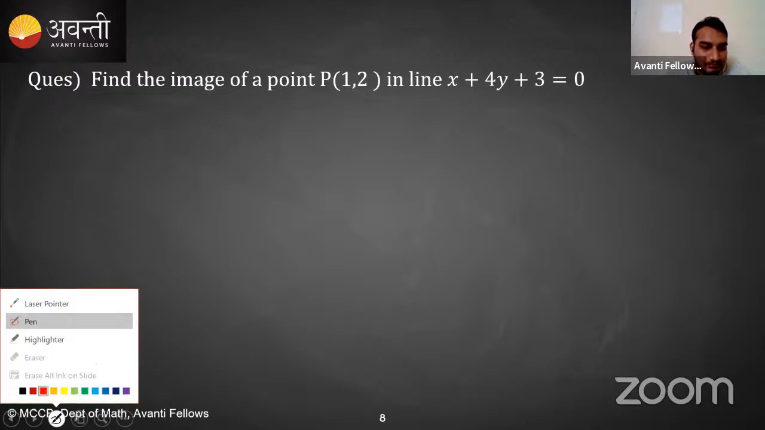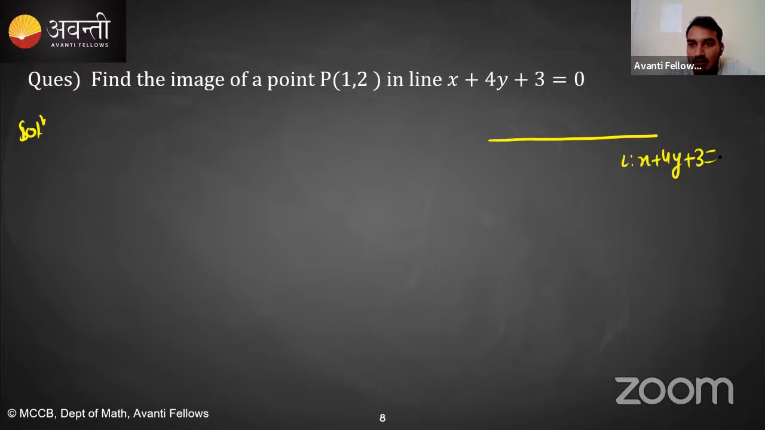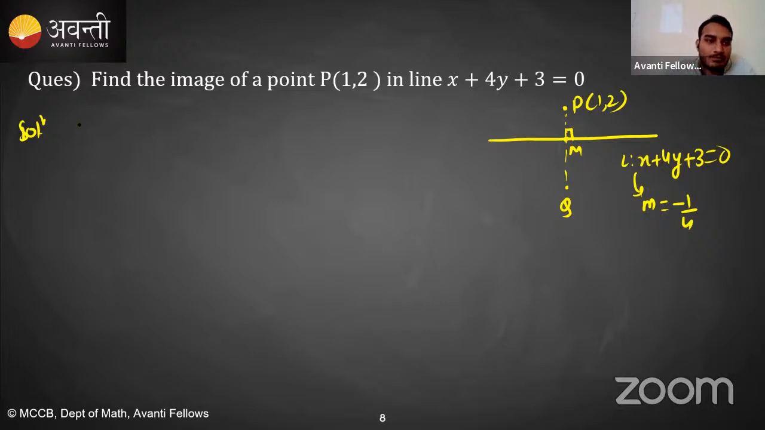Let's see. The question is: find the image of point P (1, 2) in the line x plus 4y plus 3 is equal to 0. Clear? If I have to find the image of this point, let's say this point is Q, and let's say this is perpendicular and this is point M. Let's call the slope of line L, which is minus 1 by 4. Yes or no? The slope of line L is minus 1 by 4.